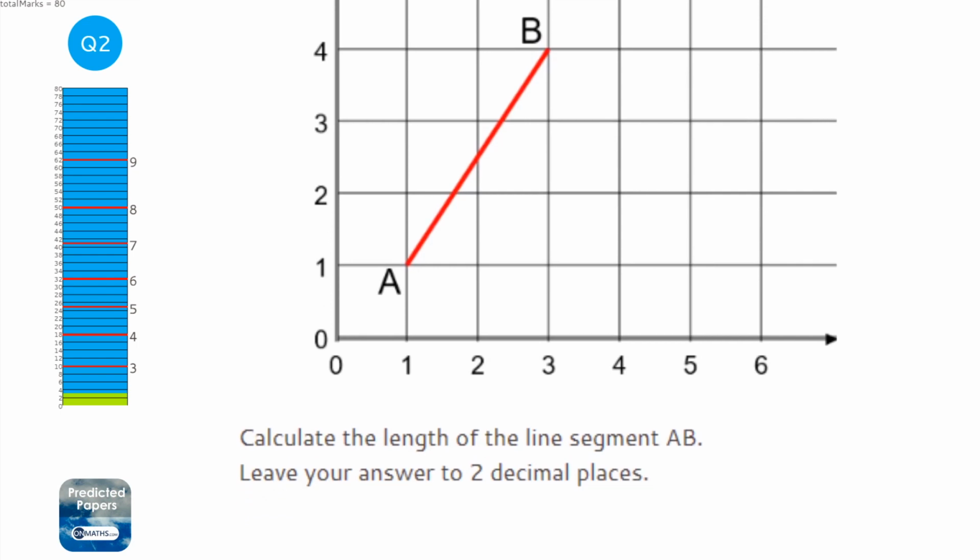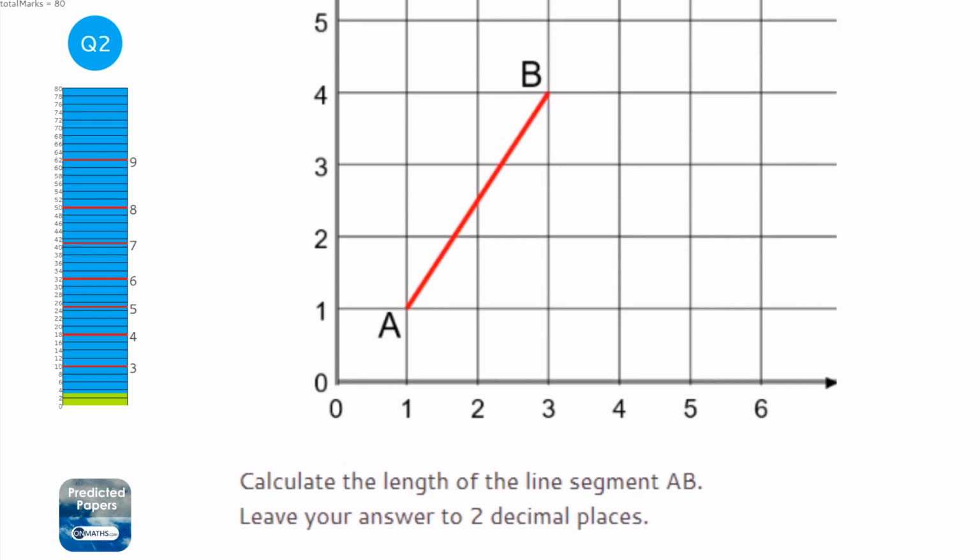Okay, so we're asked to find the length of the line AB, and the way of doing this is you work out how far across you go and how far up you go, and by doing that you create a right angle triangle. So we go 2 across here, 2 jumps across. To get this other one, 1, 2, 3 jumps up, or you just know that it goes up to 4, down to 1, 4 take away 1 is 3. So it's a right angle triangle with sides 2 and 3, and we're looking for the third one.